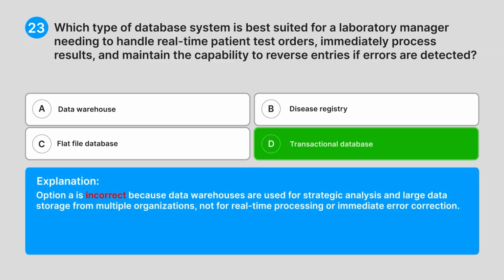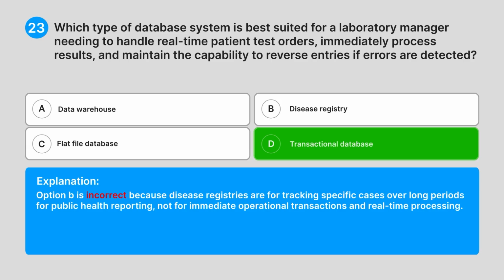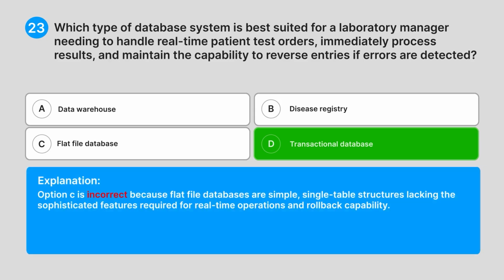Option A is incorrect because data warehouses are used for strategic analysis and large data storage from multiple organizations, not for real-time processing or immediate error correction. Option B is incorrect because disease registries are for tracking specific cases over long periods for public health reporting, not for immediate operational transactions and real-time processing. Option C is incorrect because flat file databases are simple, single table structures lacking the sophisticated features required for real-time operations and rollback capability.